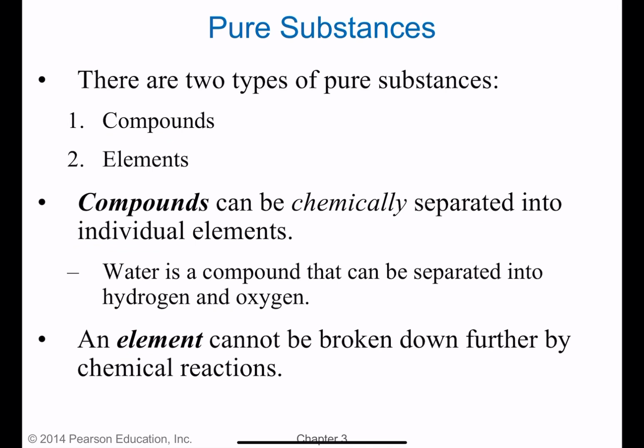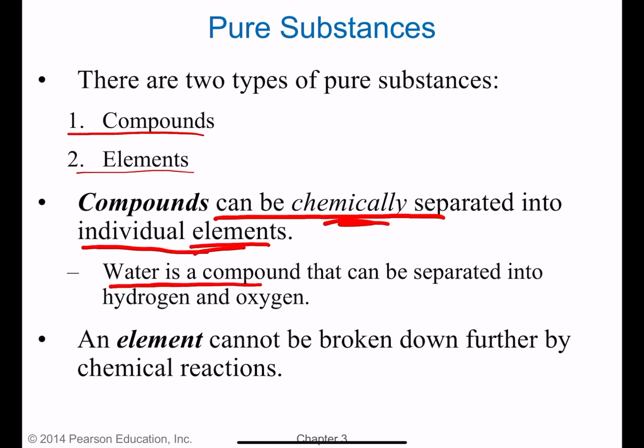Now there's two types of pure substances. So we can have compounds and we can have elements. So compounds can be chemically separated into the individual elements. Compounds are when we have multiple elements combining together through the formation of chemical bonds, which we'll talk about later. But compounds are composed of more than one element, and we can separate them, but chemically, not physically. So we'd have to do some sort of chemical reaction.